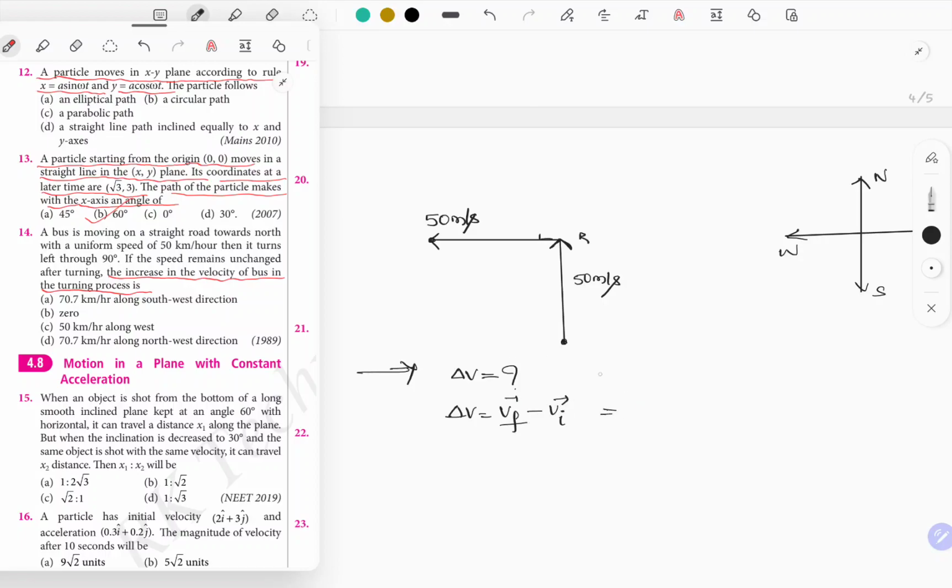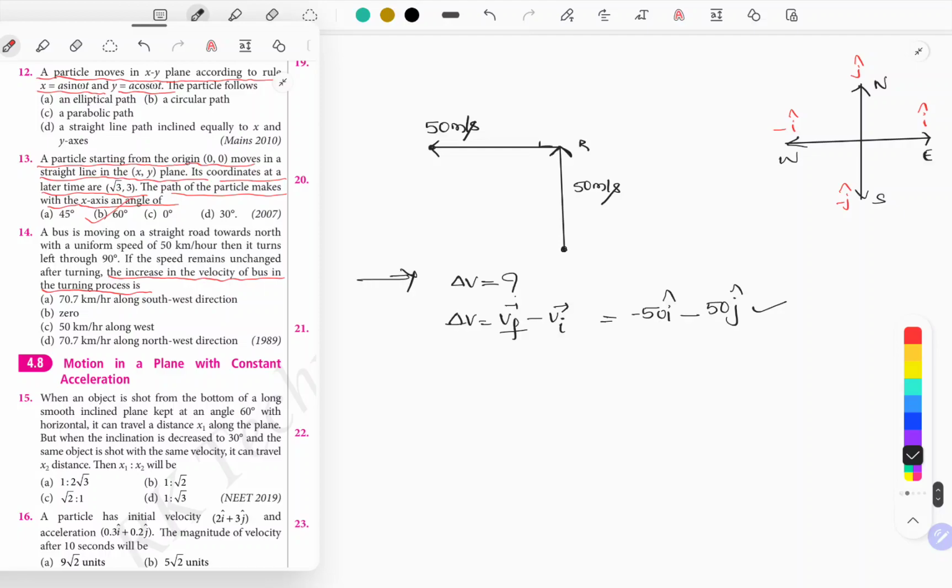What is the final velocity? The object is moving towards the west direction. Just now I gave a reference direction. You can imagine this as i cap, minus i cap, j cap, plus j cap, and this is minus j cap. Initially in which direction is this vehicle moving? Along j cap. Next along minus i cap. So it is minus 50 i cap minus initial velocity 50 j cap. This is the representation of the change in velocity vector.